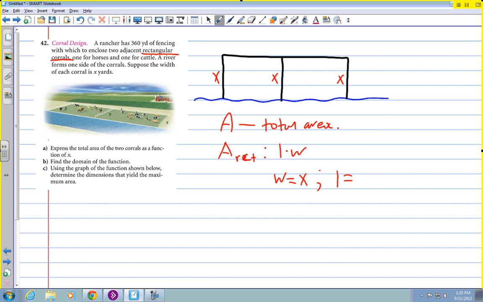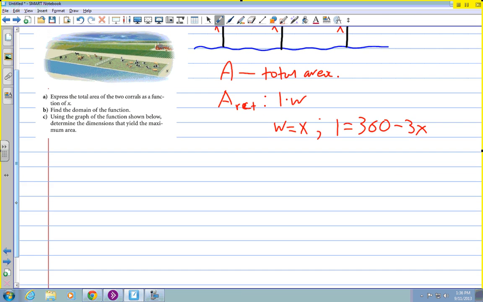But I do know if I add this side, that side, and all of that, I'll get 360, right? That's what this information is, 360 yards of fencing. So L would be 360 minus 3x, because this is x, x, x, and the rest will give you 360 together. Does that make sense? Then multiply that by x. So the area, length times width, is x times 360 minus 3x.